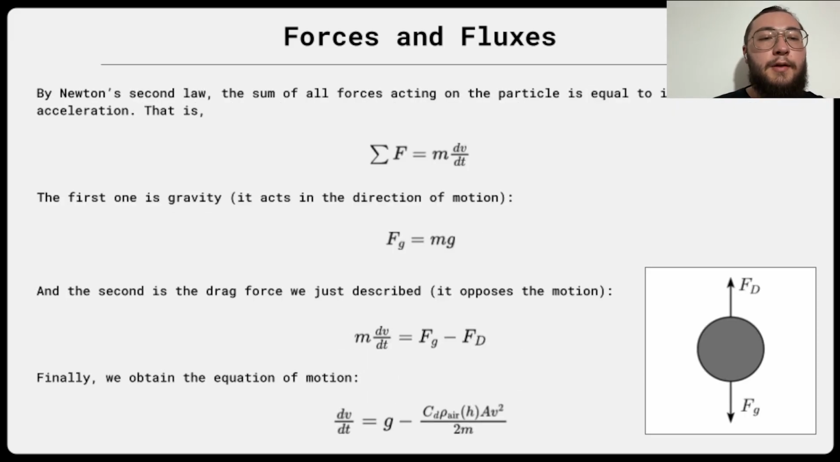Applying Newton's second law, the sum of all forces equals mass times acceleration. The downward force is gravity, and the upward force is drag. Subtracting them gives the equation of motion, which governs how the velocity changes during the fall. The small diagrams on the right show this balance visually. Gravity acts downward while drag acts upward, opposing the motion.